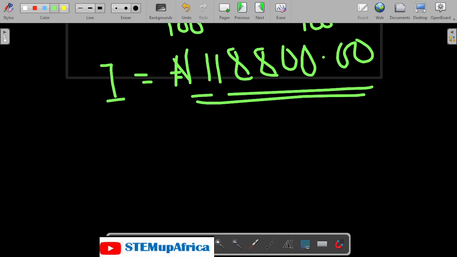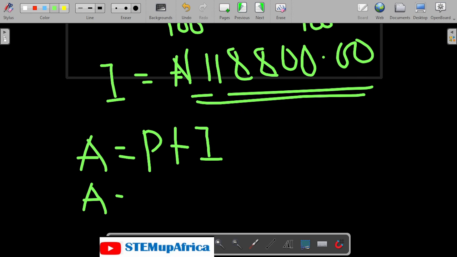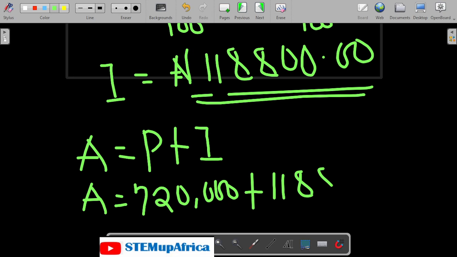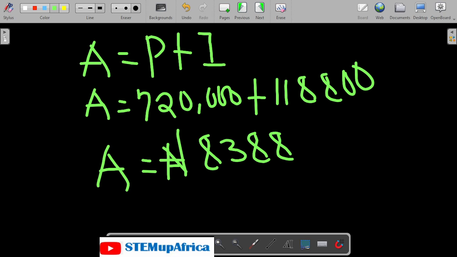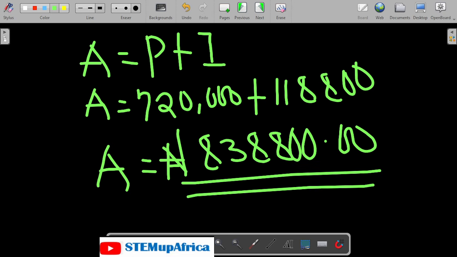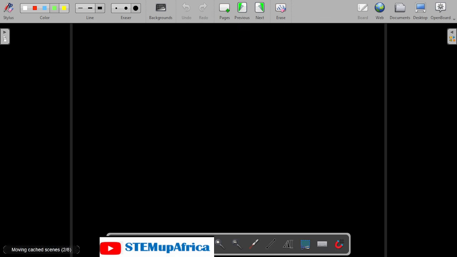So what is the amount? We know that amount A is principal plus interest. Amount is now 720,000 plus 11,880. If I add up, what am I having as the amount? From my calculator, I'm going to have 731,880.00. This is the amount after 3 years. That's question 3a. So let's look at 3b.